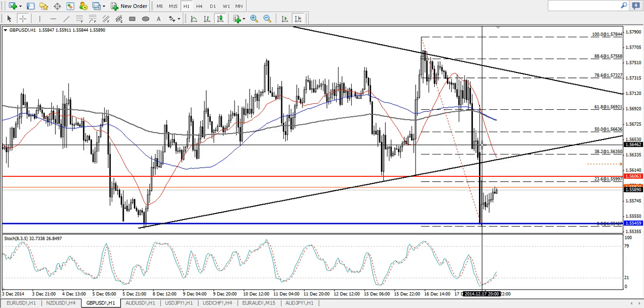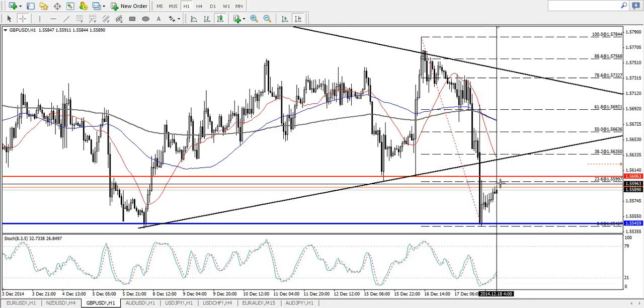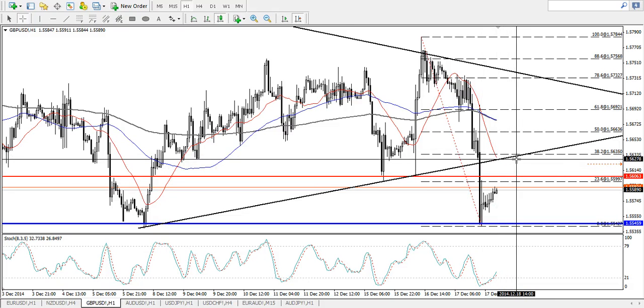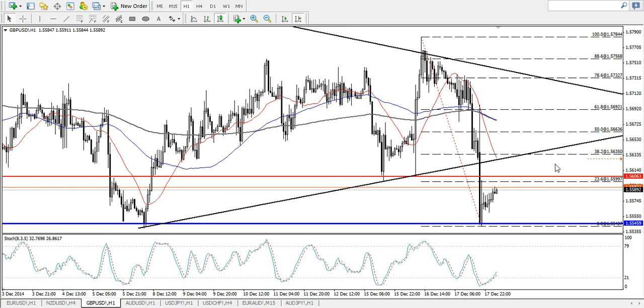And also take note that previously there was a rising trend line that has been supporting the price, and right now the price has already broken below. It may come back, it may retrace all the way back to the same trend line, and that's where we are looking for resistance and to go for the shorts.